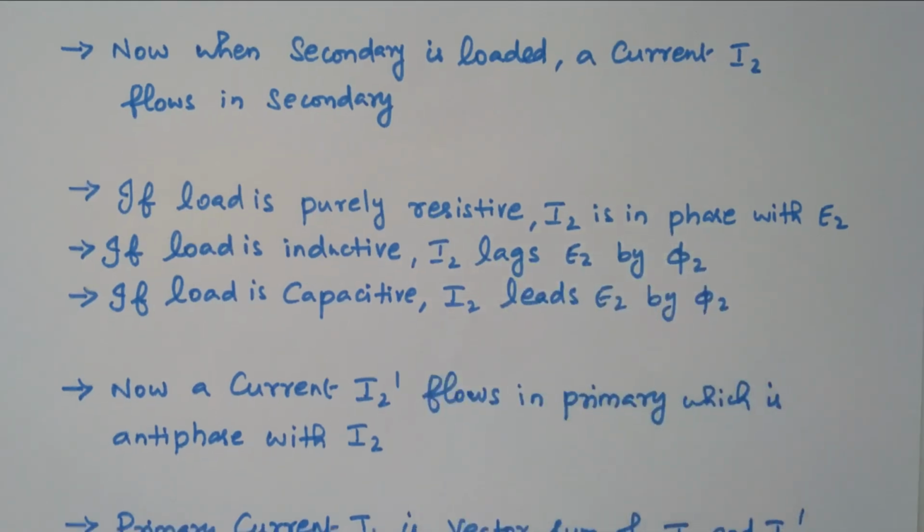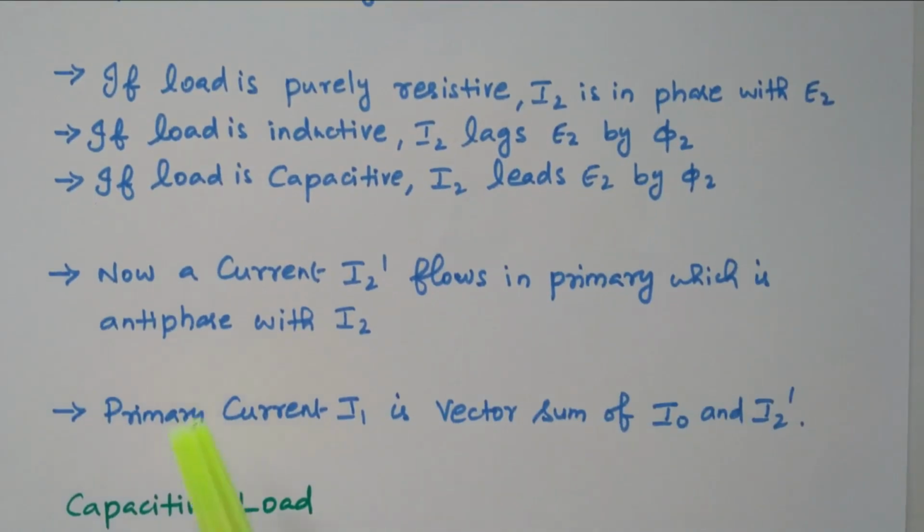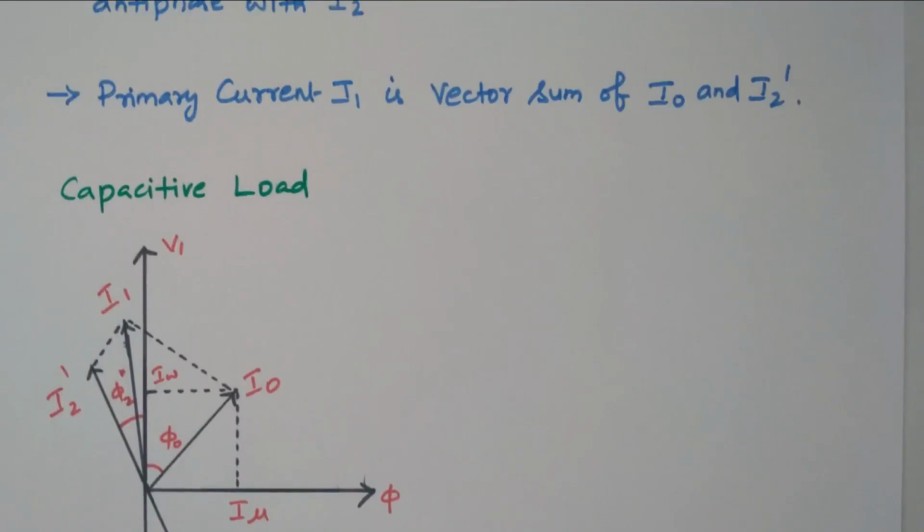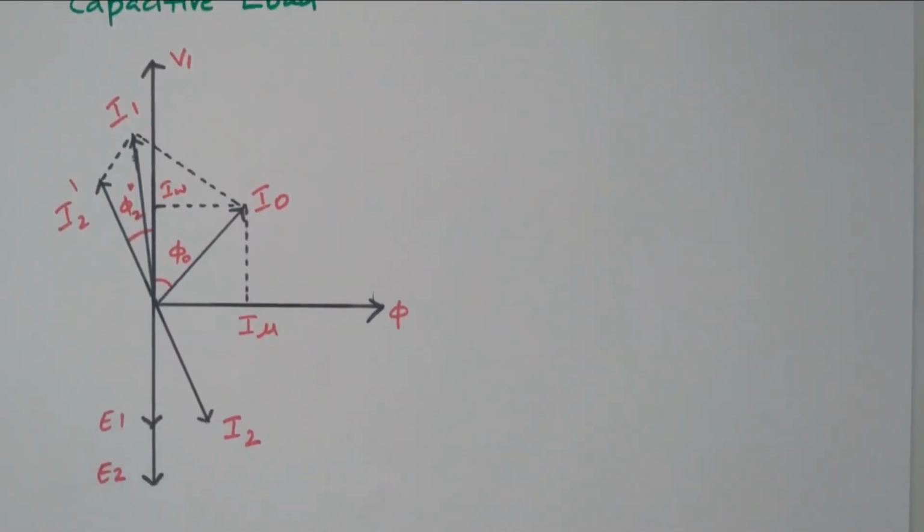That we already discussed in the diagram also. When a current I2 flows in the secondary, one more current flows through the primary winding, which is anti-phase with I2. The primary current I1 is the vector sum of I0 and I2 dash, that also we discussed. We already discussed the resistive load and inductive load. Now we will see the capacitive load.